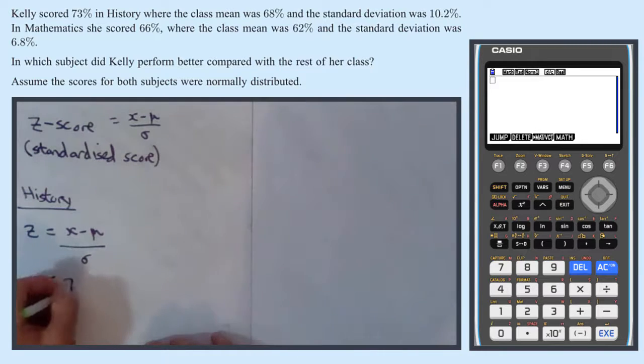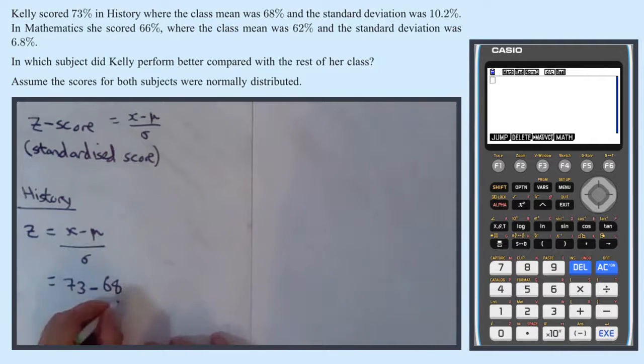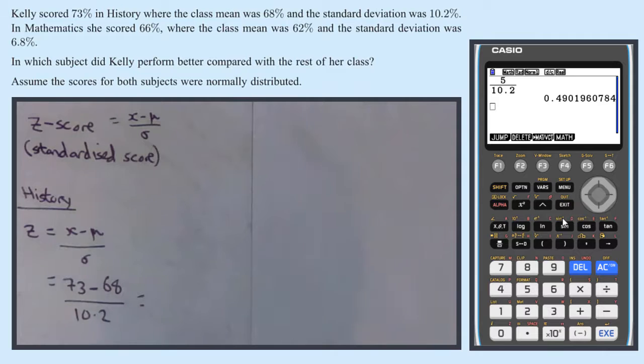Her actual score was 73, the mean score was 68, and the standard deviation was 10.2. So let's have a look at that. 73 minus 68, I'm just going to write 5 in there, over 10.2, which gives us an answer of 0.490. So she's approximately half a standard deviation above the mean.